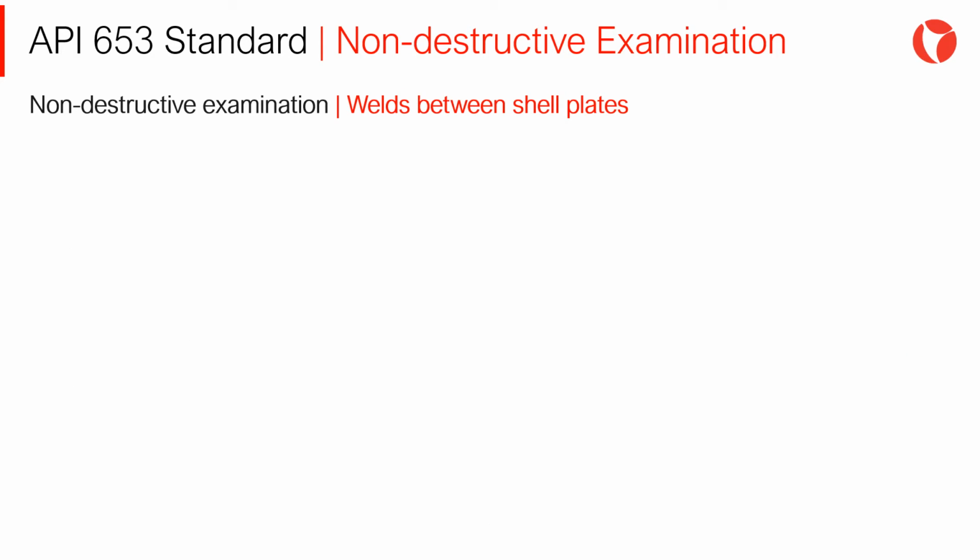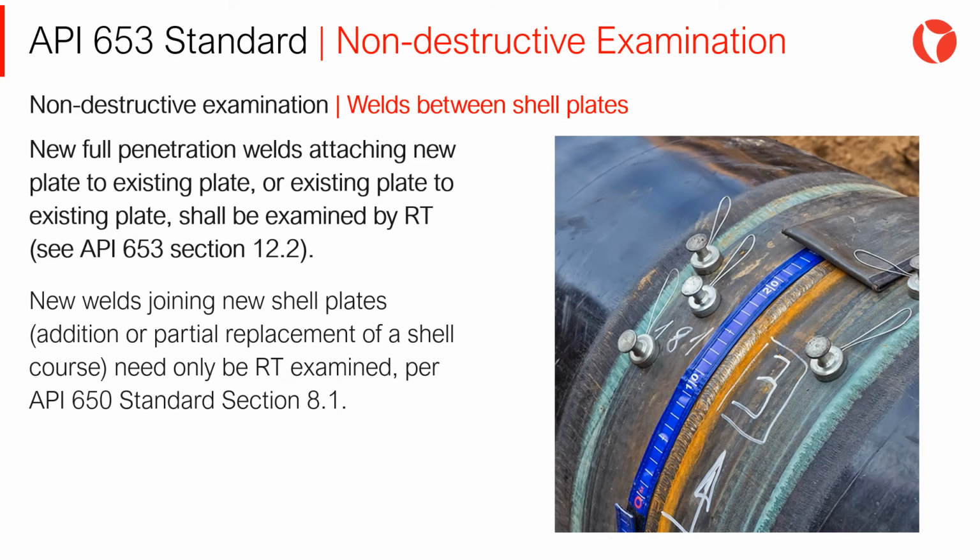Welds between shell plates. New full penetration welds attaching new plate to existing plate or existing plates to existing plates shall be examined by RT, see API 653 section 12.2. New welds joining new shell plates, addition or partial replacement of a shell course need only be RT examined as per API 650 standard section 8.1.